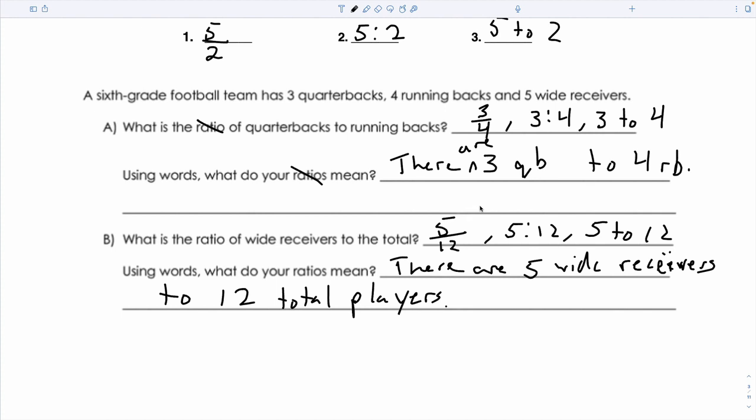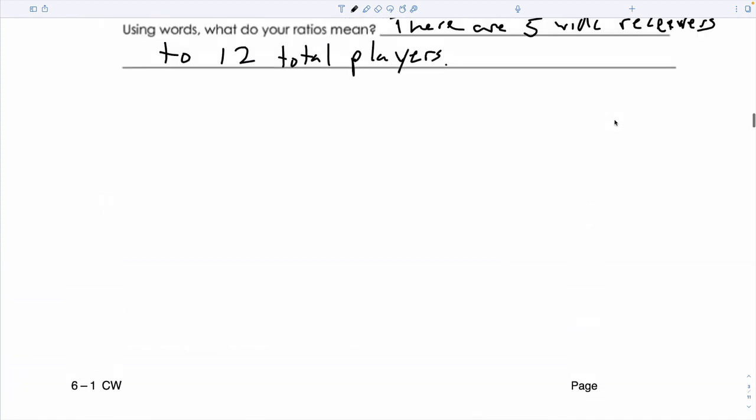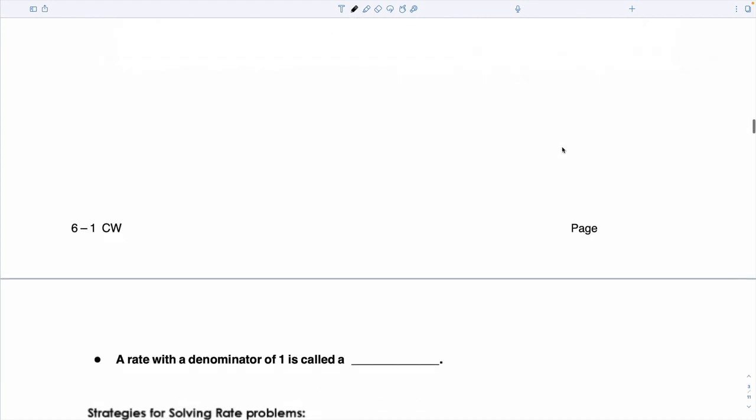Listing ratios can be all of these options. I don't need it just in fraction form or colon form or the 'to' form. This is probably just a team, so they're just looking at their team in total, even some sideline players.